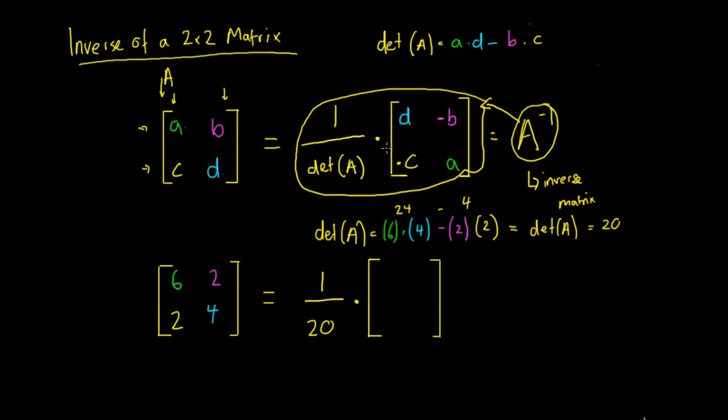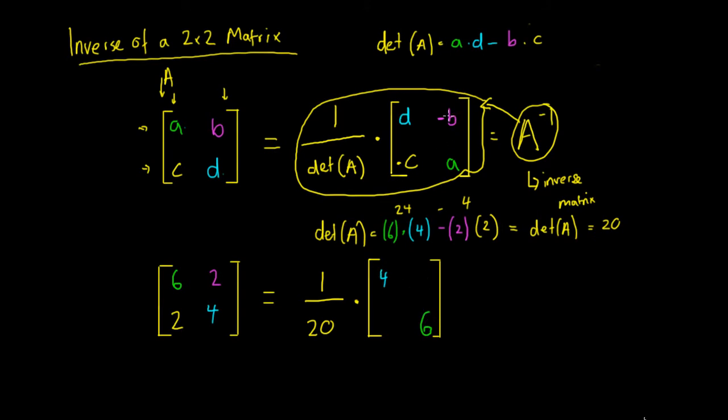Right, so we said what we need to do is swap A and D. So we have A in our top left hand corner, which is 6, and we're going to put that in our bottom right hand corner. And then we have our 4, which is our D, and we put our D in the top left hand corner. So we've swapped our A and D, so 6 and 4 now becomes 4 and 6.